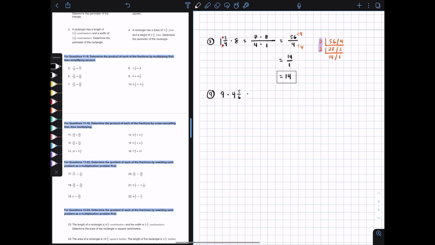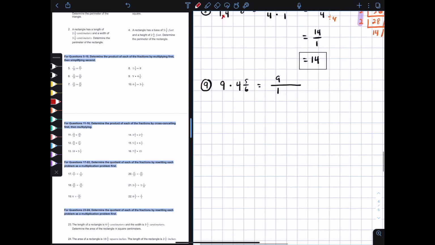Okay. For this next one, what's 9 as a fraction? Well, 9 as a fraction is going to be 9 over 1. And then this 4 and 5/6, that's 4 times 6 is 24, plus 5 is going to be 29. So that's going to be times 29 over 6. Okay? And so go ahead and multiply 9 times 29. Well, 9 times 30 is 270. Take away a 9 is 261. And on bottom, we just have 1 times 6, or 6.